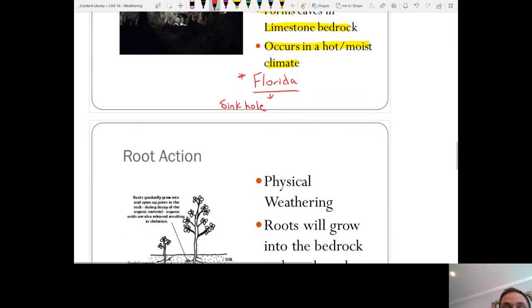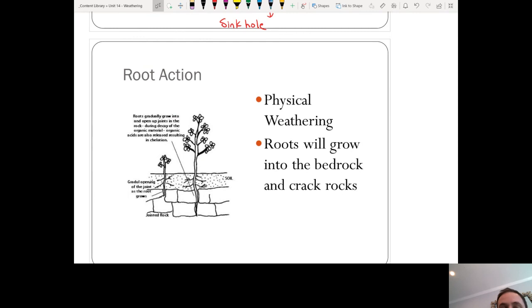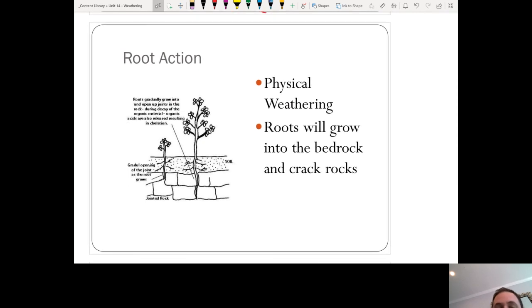The next example, root action. And we've all seen this. Growing up, I was a skateboarder and roller hockey player, and I'd ride up and down my block, and numerous times I've tripped over sidewalks that have been lifted up by the roots of a tree. Once a tree lifts up the sidewalk, it's much easier to crack because the weight is not distributed evenly. And all we're doing is cracking the sidewalk. So that is an example of physical weathering.